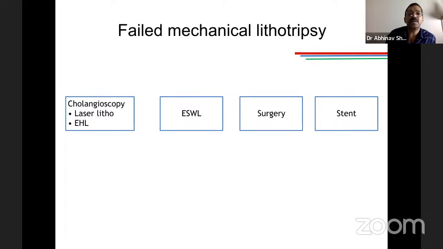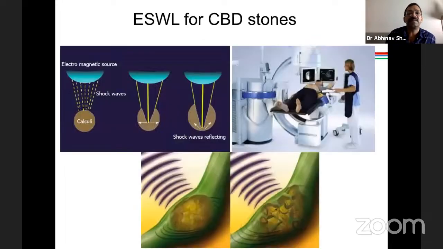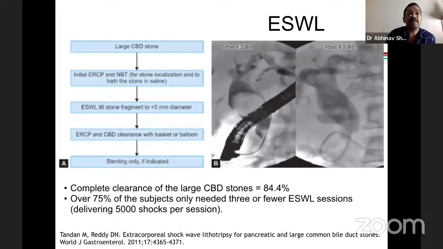There is an option of extracorporeal shockwave lithotripsy. The patient can be sent for surgery, or you can just put in a stent and do the procedure on a subsequent visit. So how does extracorporeal shockwave lithotripsy help? Basically, we have to focus shockwaves on the calculi, and the shockwaves generate energy in the stone, and the stone gets blasted. A complete dedicated setup has to be there.